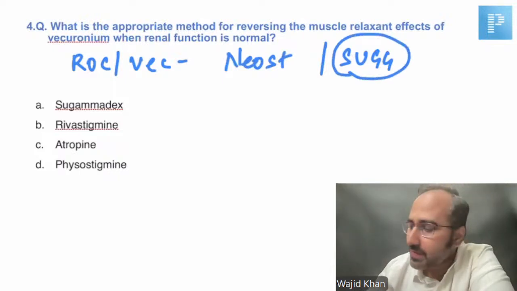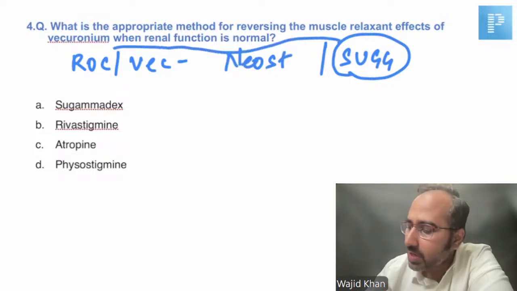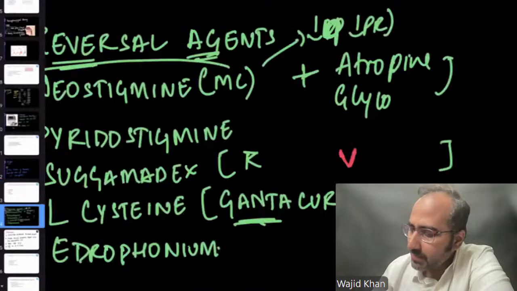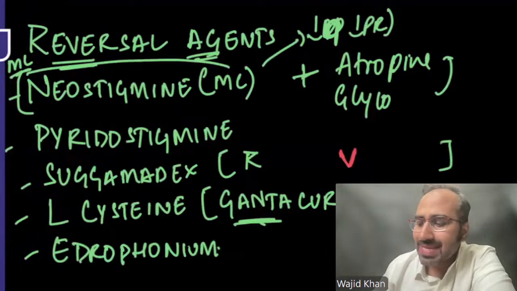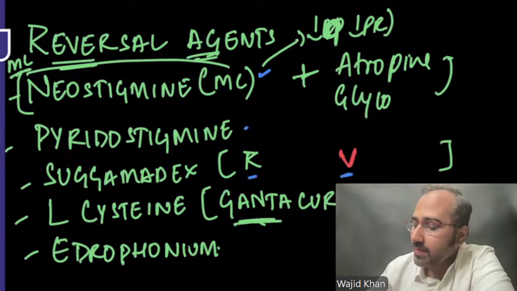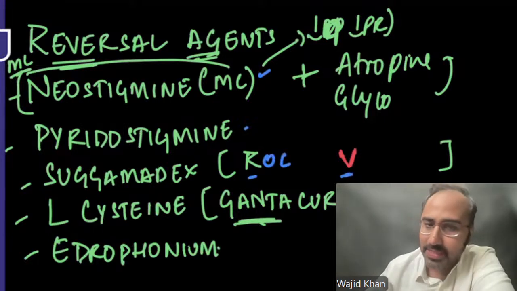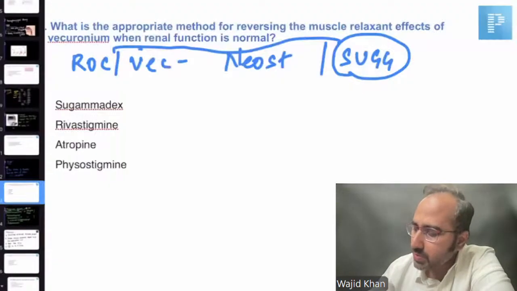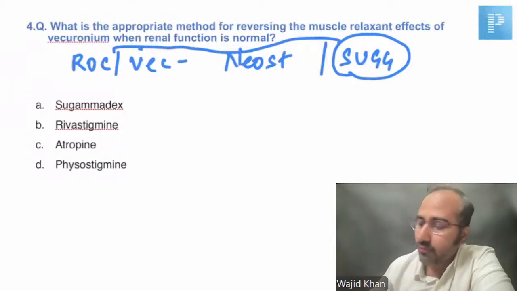It's a selective reversal agent which is used commonly for rocuronium and vecuronium. Now, guys, if we go into the rapid revision slide, I had showed you reversal agents. In the reversal agents, I showed you neostigmine is the most commonly used. Pyridostigmine is also used. Sugammadex is used for R and V. What is R, guys? R is rocuronium, V is vecuronium. So sugammadex is the reversal agent that is used for rocuronium and vecuronium.